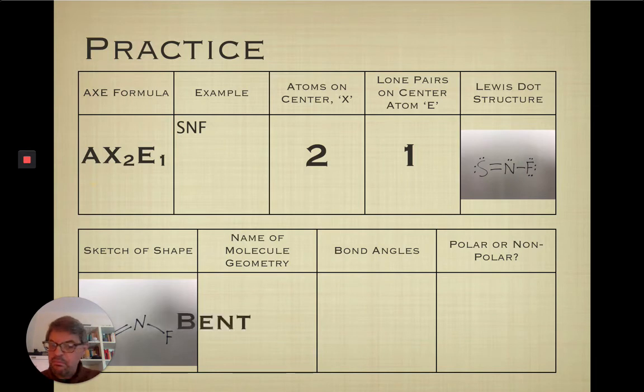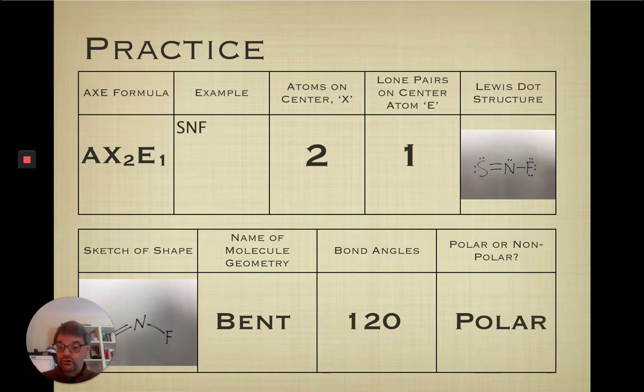Did you say bent? Very good. It's a bent shape. That's right. Again, referring to the atoms here, fluorine to nitrogen to sulfur is a bent or angular shape, like a boomerang. 120-degree angle. This is a polar molecule. Okay?